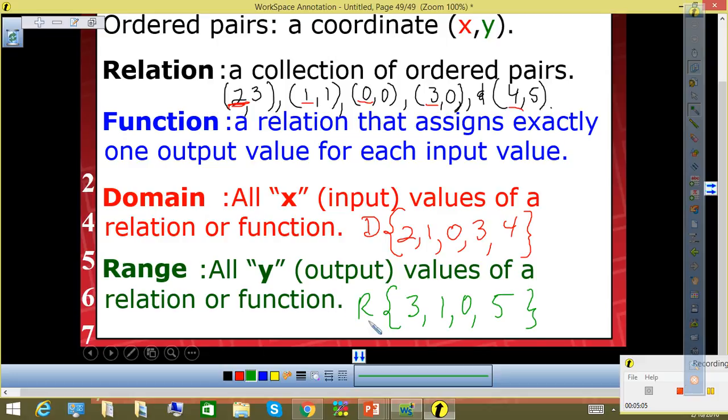Why do you think I did that? Because there's already 1, 0. You don't need to repeat it in the domain or range. You understand that? All right. So whenever you see things that are repeated either for the domain or range, you don't need to rewrite it again. Okay? All right. So let's move on.